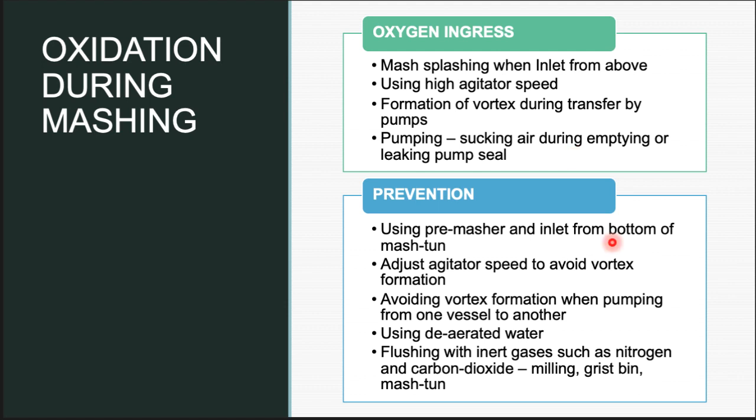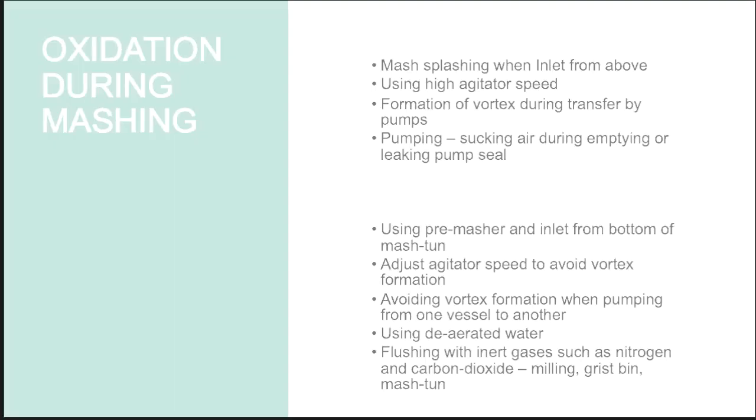Various design and operational conditions need to be considered to prevent the ingress of oxygen in the mash. Some of the major considerations include use of a premasher and the inlet from the bottom of the mash tun, adjusting the agitator speed to avoid the vortex formation, avoiding vortex formation when pumping from one vessel to another, using deaerated water as pre-layer before mash inlet, and flushing of the grain handling section from grist bin to mash tun, including binning with the inert gases such as nitrogen and carbon dioxide before mashing in order to wash out all the oxygen present in the system.